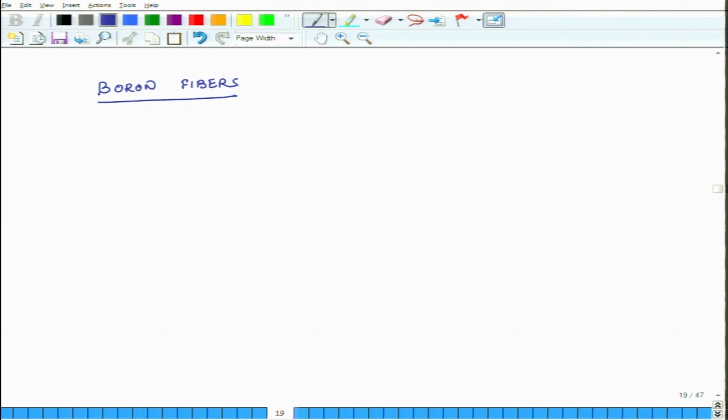So what is boron? It is a type of metal. What are the different types of fibers we have considered? We have considered glass, non-metal; graphite, non-metal; then Kevlar, non-metal and polymer, it is a polymer based fiber. But then we have metallic fibers, and boron is one of these types of fibers.